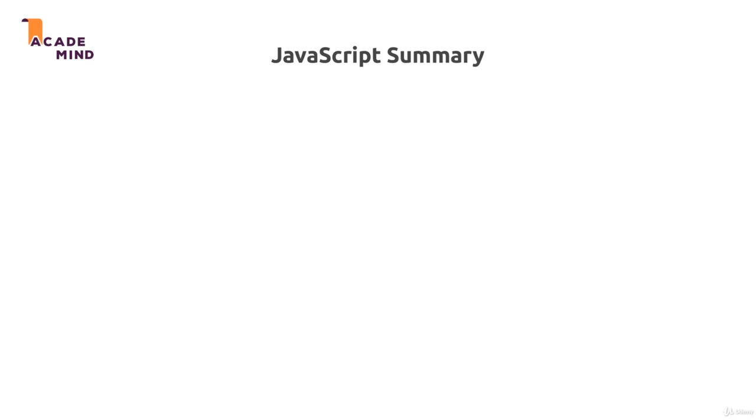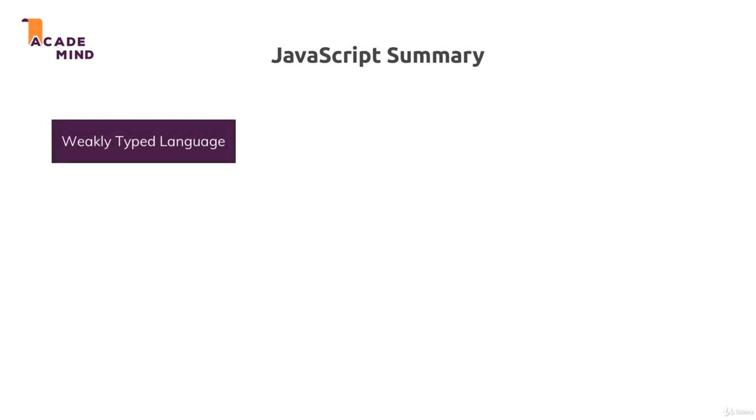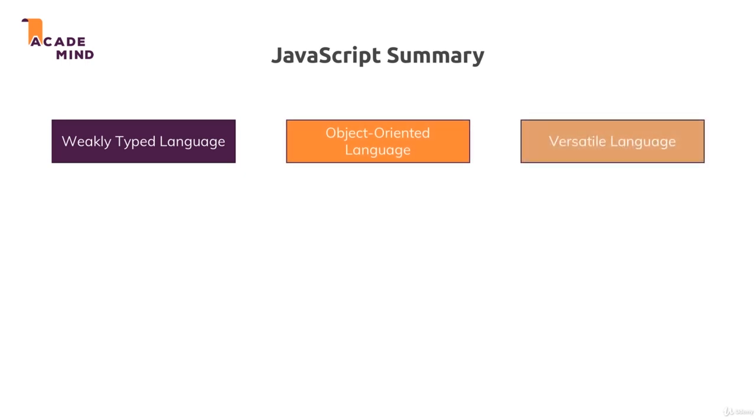So now that we know for whom this module is, let me summarize JavaScript briefly. JavaScript is a weakly typed programming language. It's an object-oriented programming language, and it's very versatile. Now, what do I mean with that? Weakly typed means that we have no explicit type assignment.